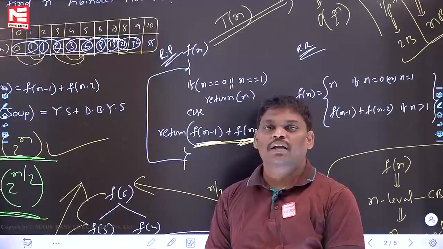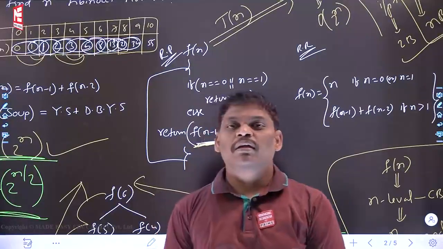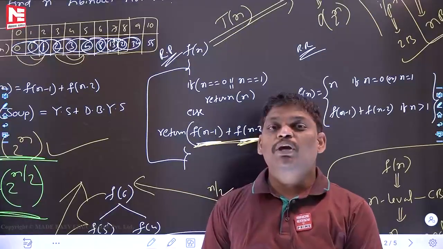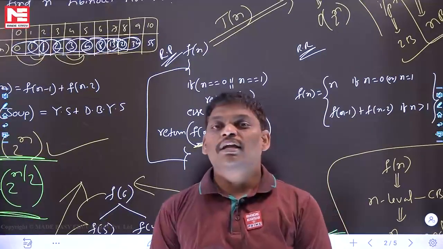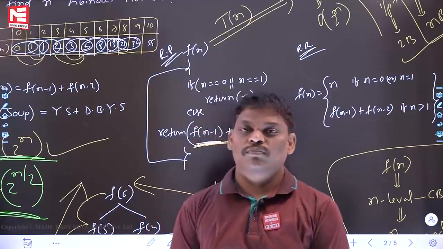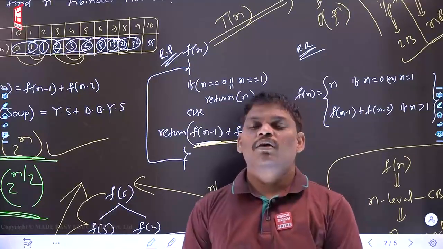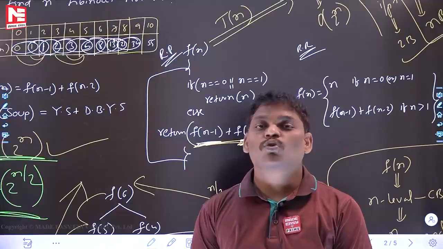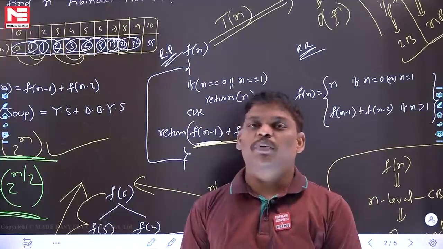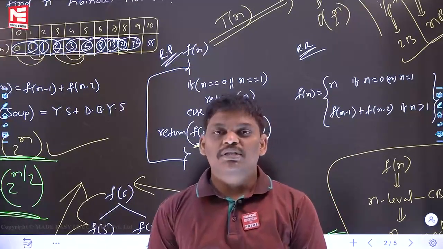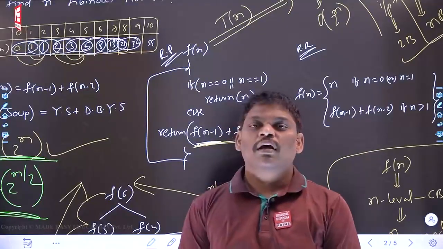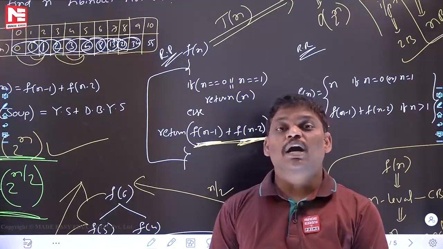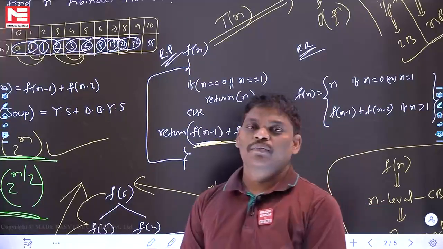Option A, big O of 2 power n. What is the meaning? Tn is big O of 2 power n. True. Option B, omega of 2 power n. False. Lower bound is not 2 power n. Upper bound only is 2 power n. Right? Option C, theta of 2 power n. What is the meaning? Both upper bound and lower bound are 2 power n. No. The answer is upper bound 2 power n.